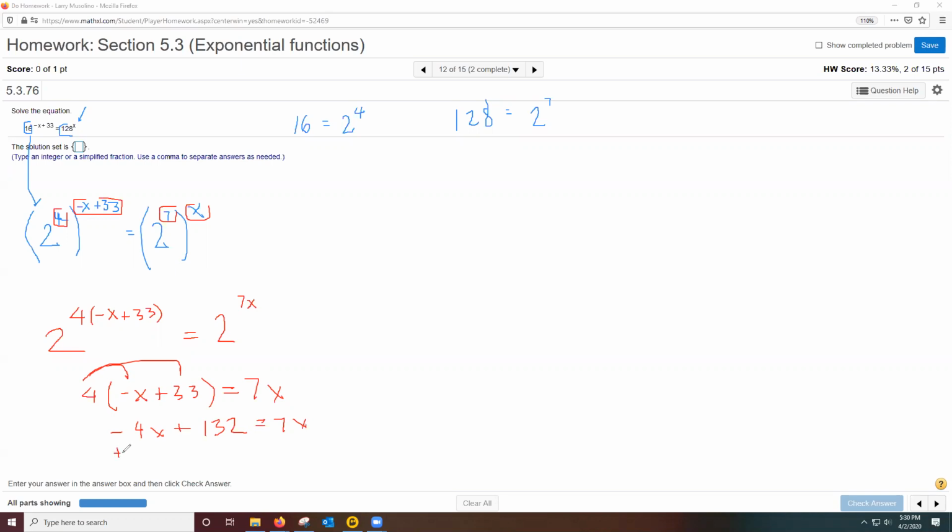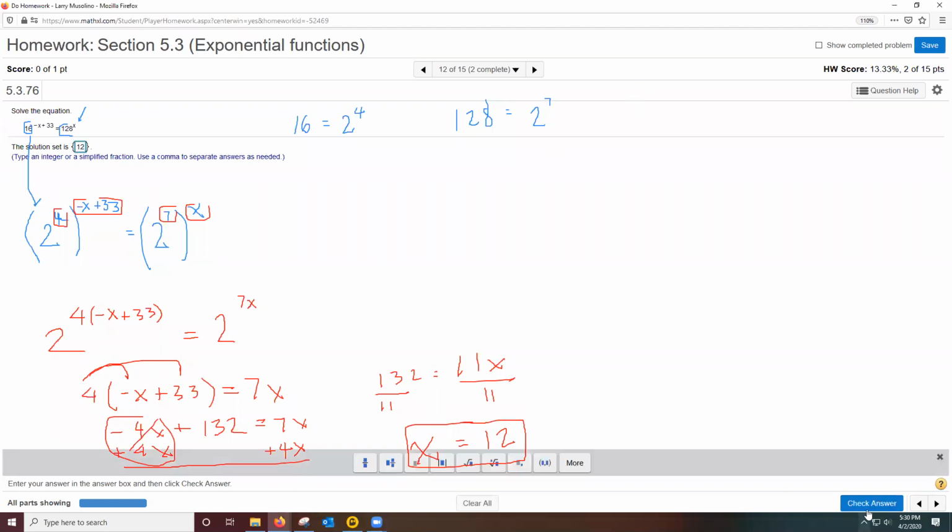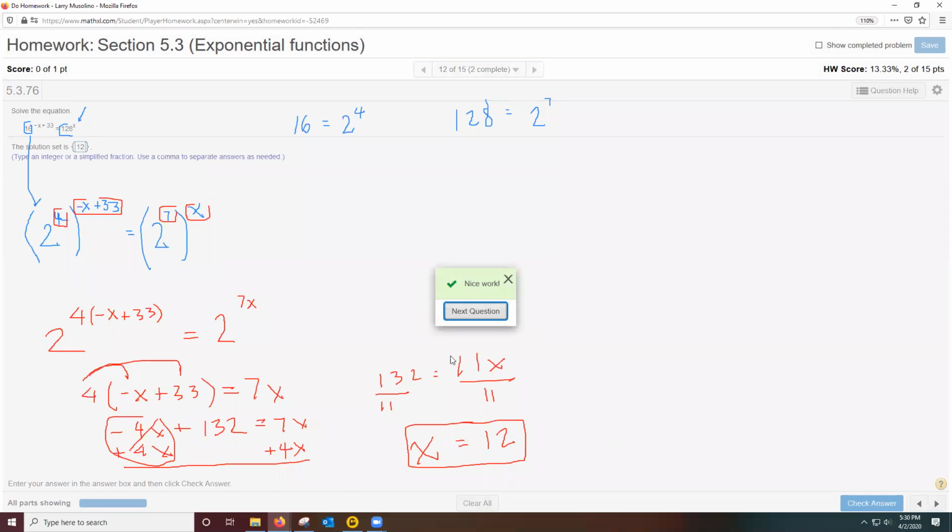I'm going to get the x's over to the right side, so I'm going to add 4x to both sides. So it looks like I'm left with 132 equals 11x. And now, last step, just divide both sides by 11. And it looks like I'm ending up with the solution, x equals 12. And again, if you wanted to check this answer, you could replace x with 12 and convince yourself that you end up with a valid solution. So I'm going to put 12 here, check it out. Okay.